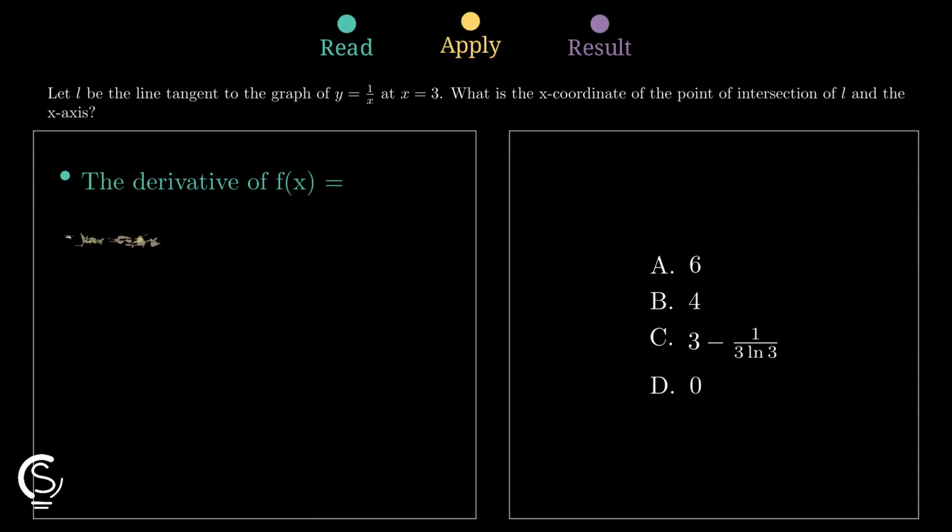Finally, set the tangent equation to 0 to find the x-intercept. Solving this linear equation gives 6. That makes option A our winner.